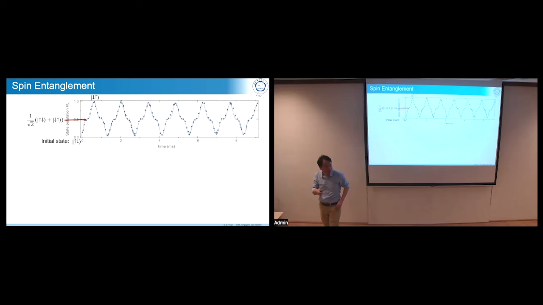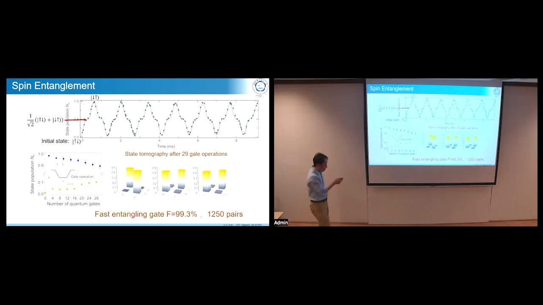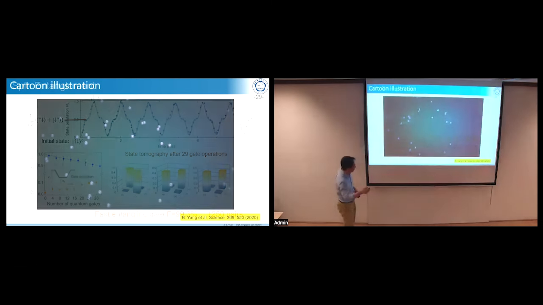In our experiment we finally verified that the fidelity of the entangling gate is somewhere like 99.3%, and we have more than 1,000 pairs of entangled states prepared there. So we could do further in the next step.